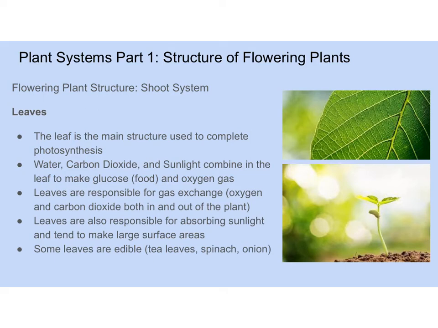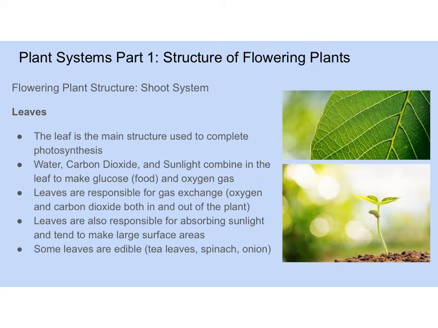Okay, so let's go through the three parts. We're going to start with the leaves. So the leaf is the main structure used to complete photosynthesis, okay, to actually make the food. It's the power plants for making food on the plant. So water, carbon dioxide, and sunlight combine in the leaf to make glucose, okay, and that's what we kind of determine as food. It's just a carbohydrate. It also produces oxygen gas.